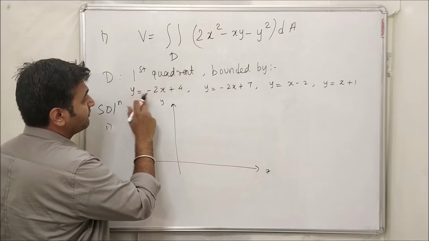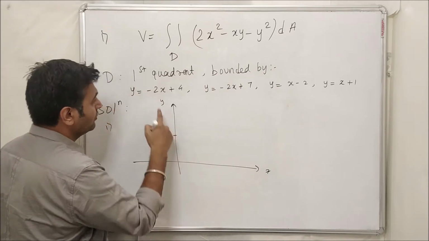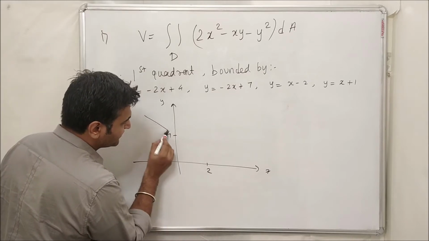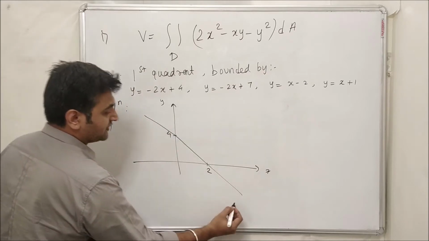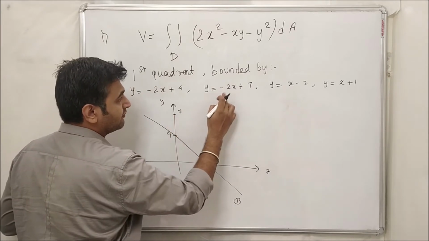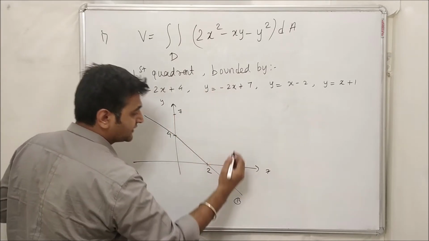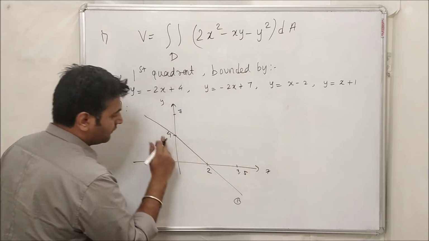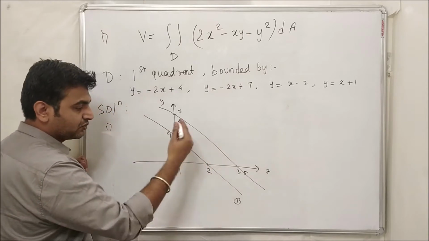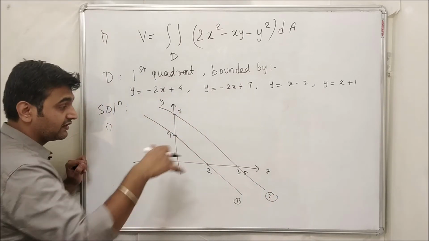Now when my x is 0, my y is 4. When my y is 0, x is 2. So this is the first line. Here when my x is 0, y is 7. When my y is 0, x is 3.5. 4, 2, 7, 3.5, they are halves. And as you can see, these two lines are parallel. Line 1 and 2 are parallel.